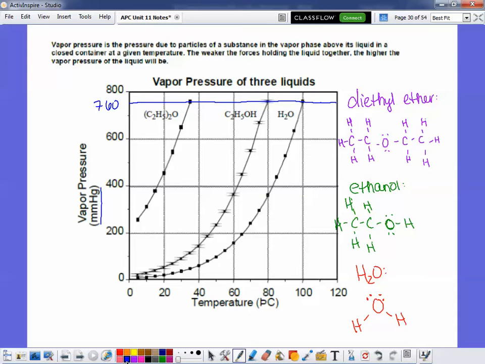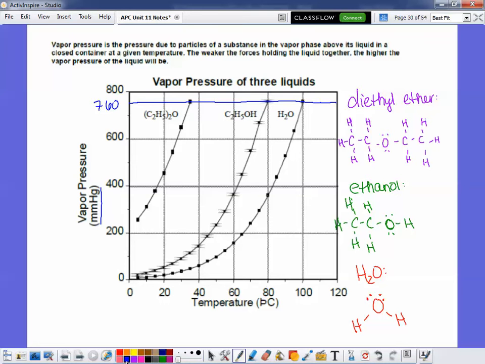Remember, when you boil something, when you go through phase changes, what are not breaking? Bonds are not breaking when you go through phase changes. The only thing that's being overcome are the forces between the molecules. So you need to think about how these molecules are going to interact with another one of its kind. This is where the intermolecular forces come into play.